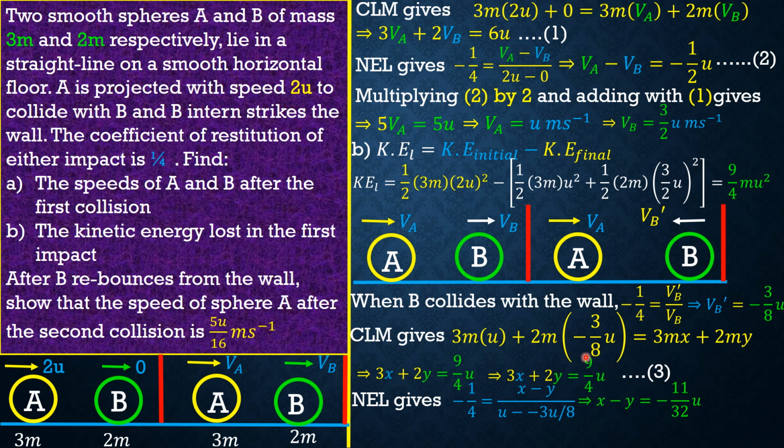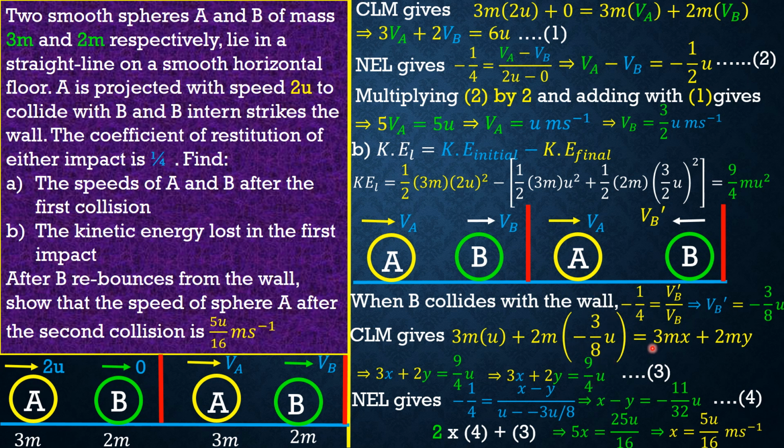Then the mass of sphere B is 2m, but the initial velocity of sphere B is not 0, but it is rather 3/8u. But since sphere B is coming in the opposite direction, it has to take a negative sign. So we are going to have negative 3/8u.